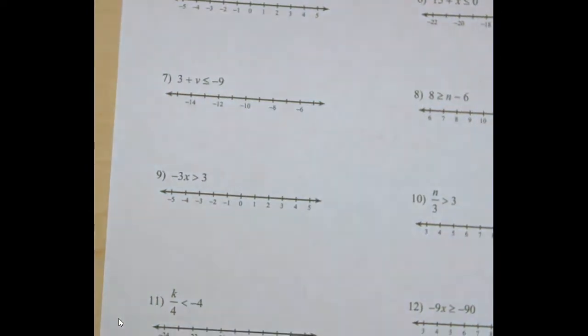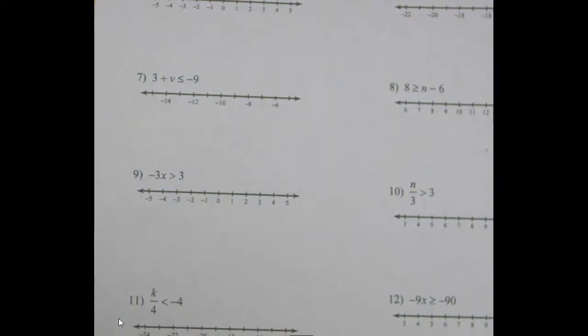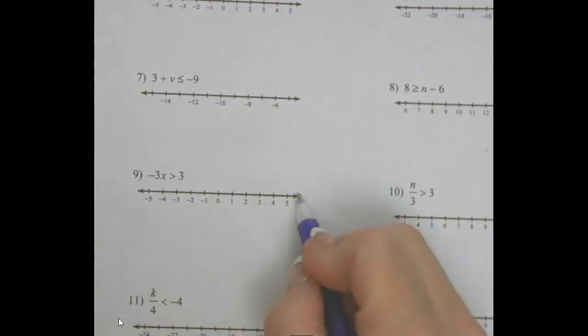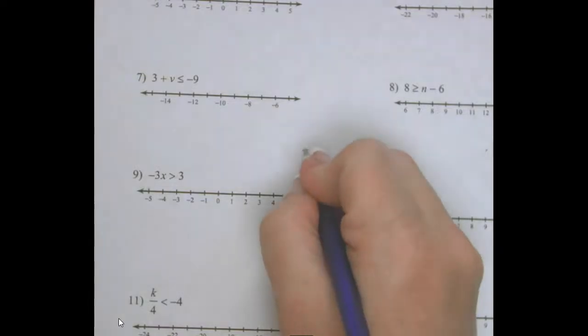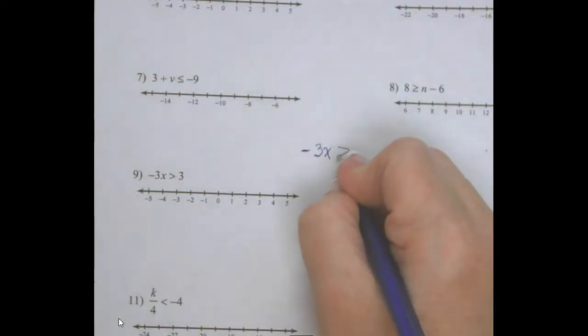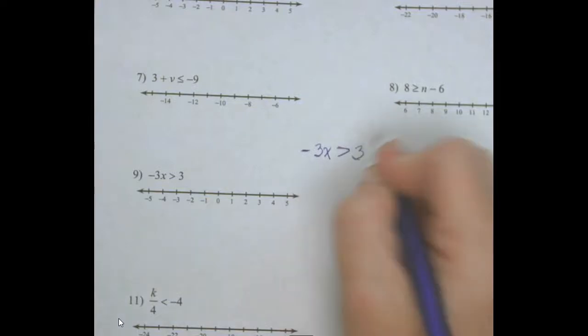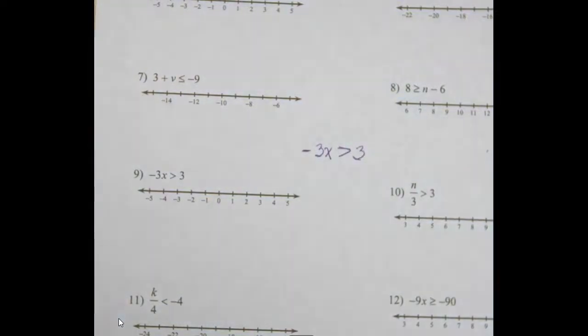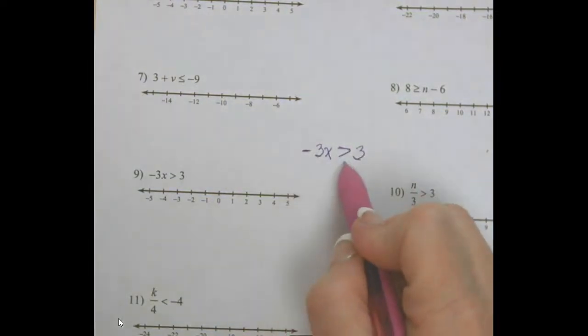Okay, let's skip down to number 9. To the side of number 9, just like the other ones, I'm going to write negative 3x is greater than 3.